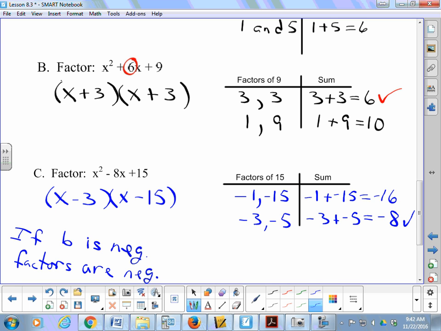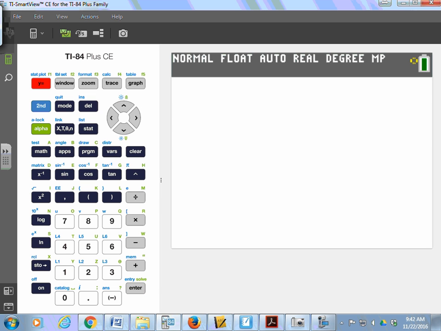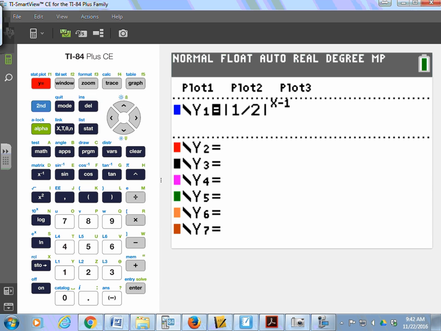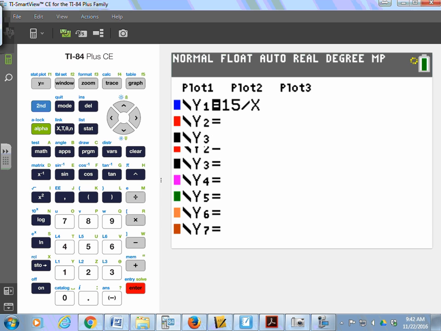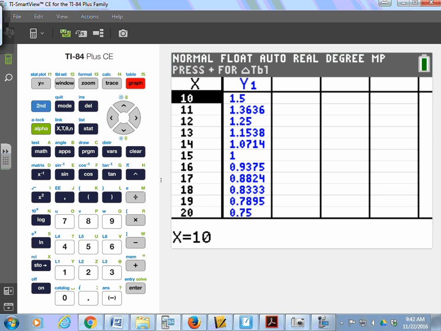All right, now, how many of you struggle with your multiplication at times? Okay, so here's what you can do. When you have your calculator, you can go to your calculator and go to your y equals. And let's say our number was 15, in this case, the one we just worked with. So I can do 15 divided by x in my y equals. So when I go to my table, it gives you factors then.